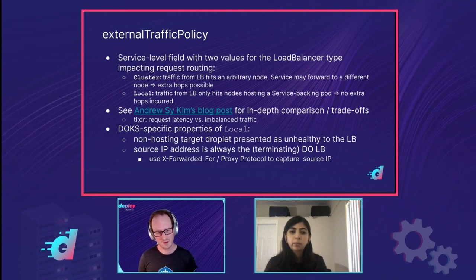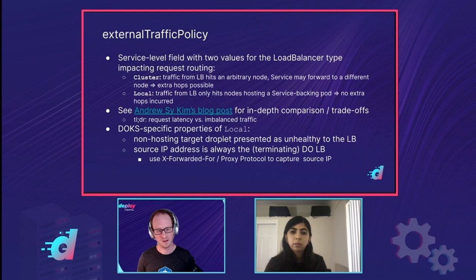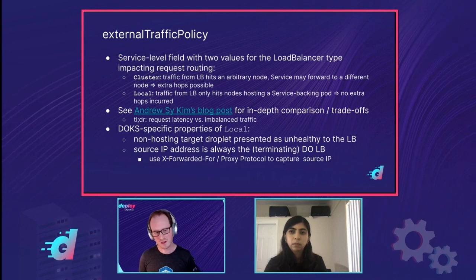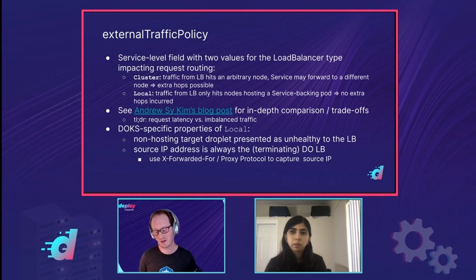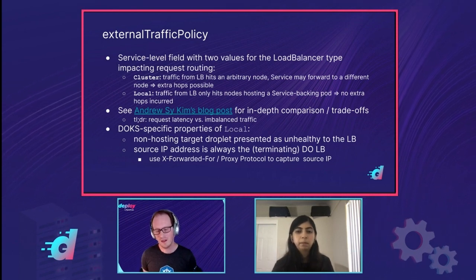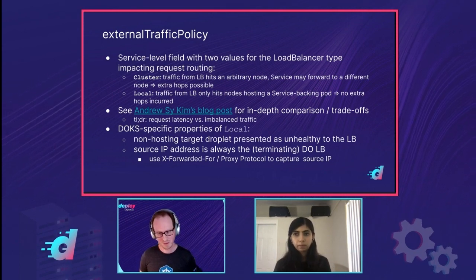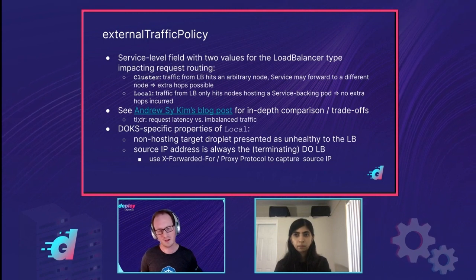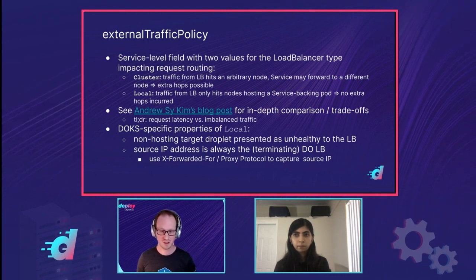And the other thing to know is that in other clouds, other environments, Local is a way to see the source IP address on the request hitting the cluster, your applications directly. That's not the case for the DOLBs, because the DOLBs are terminating. So that means you will always see the source IP address of the LB.